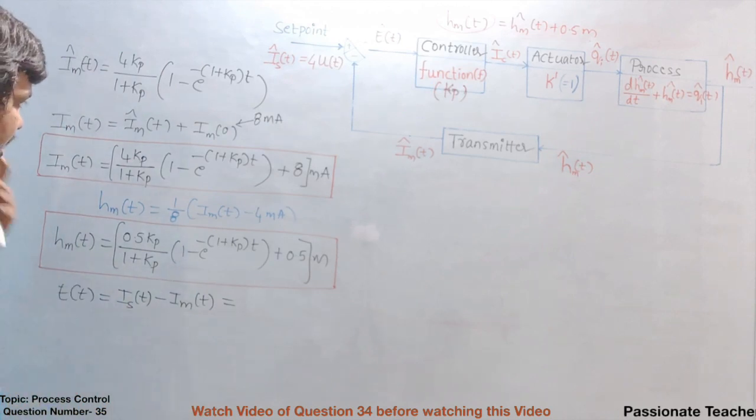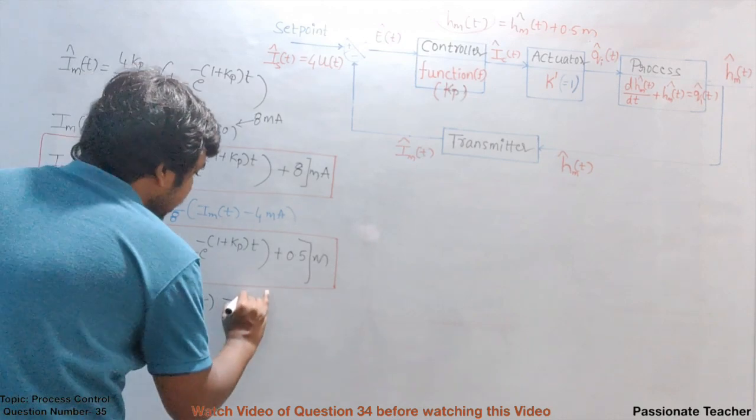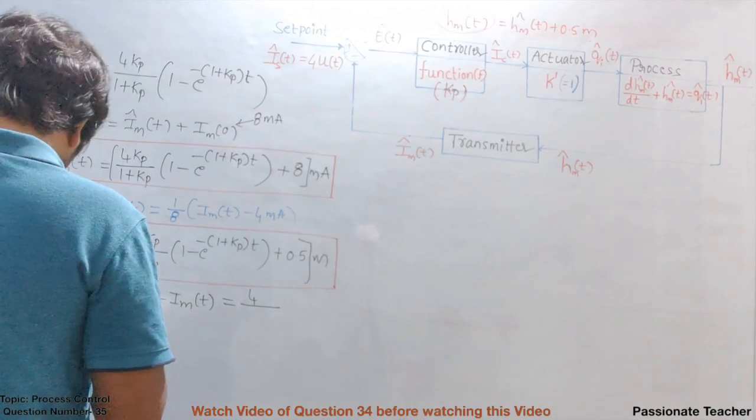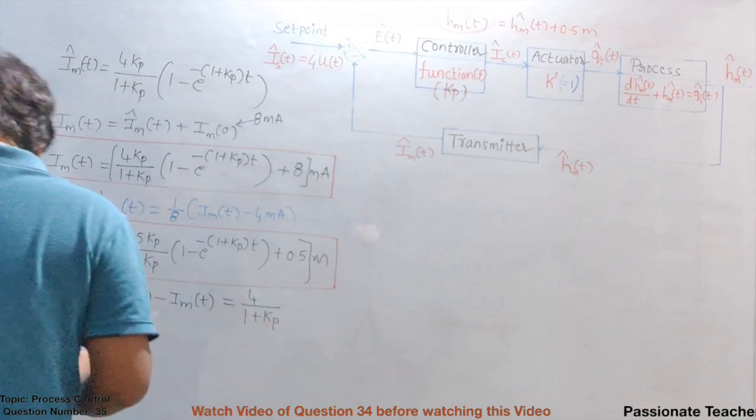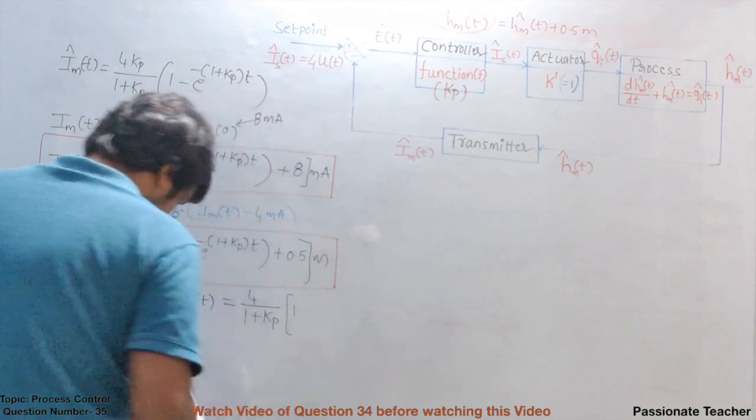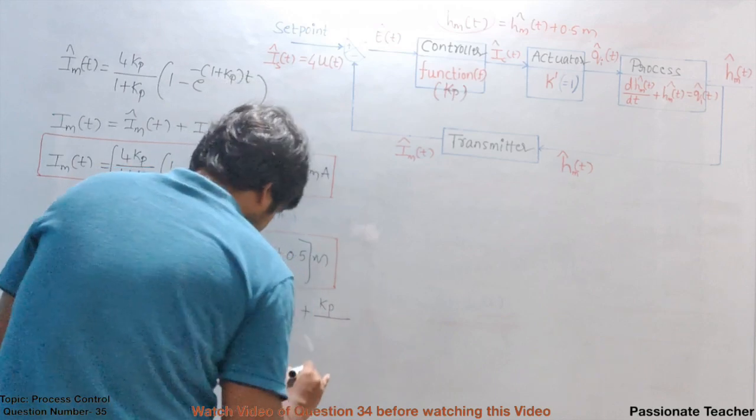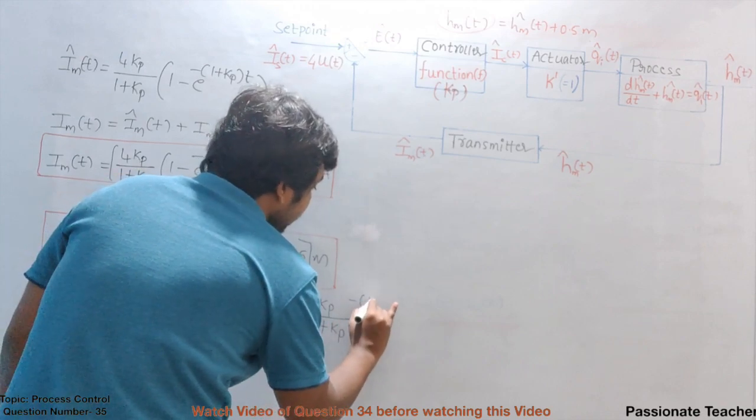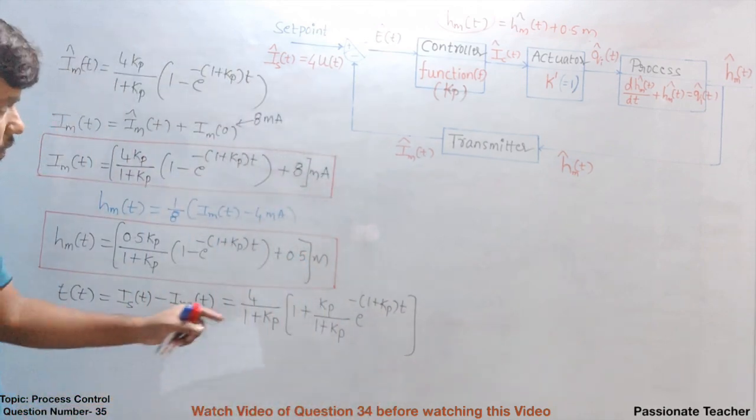So this is going to be equal to, if you substitute all these things, then you will be getting 4 by 1 plus kp whole, into 1 plus kp by 1 plus kp whole, into e power minus 1 plus kp into t. This is actually the way how the error is going to change with respect to time.